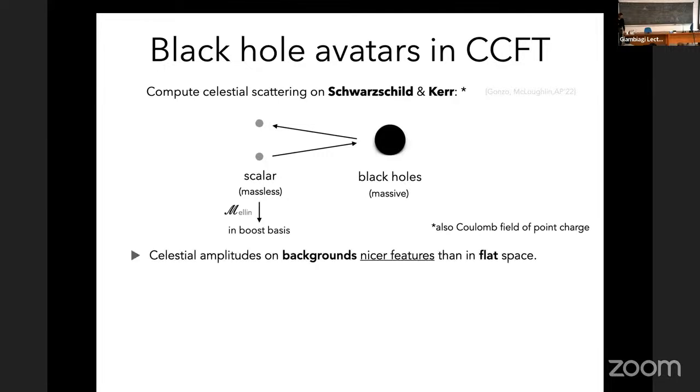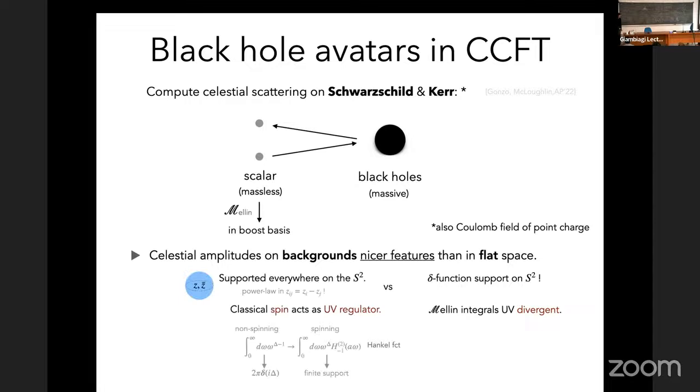And what turns out to happen is that celestial amplitudes on backgrounds are much nicer than in flat space. In flat space, we have this funny delta function support on the sphere, and also in general these Mellin integrals, where you integrate over all energies, are divergent. On non-trivial backgrounds, this is not necessarily true. First, the amplitudes that you get are supported everywhere on the sphere. And second, if the background has classical spin, such as Kerr, or its ultra boost limit, the gyroton geometry, then the spin seems to act as a UV regulator, where these energy divergent integrals get modified. There's this Hankel function appearing, and this has finite support. That's very nice, because this gives us correlation functions that look more like those in normal CFTs.